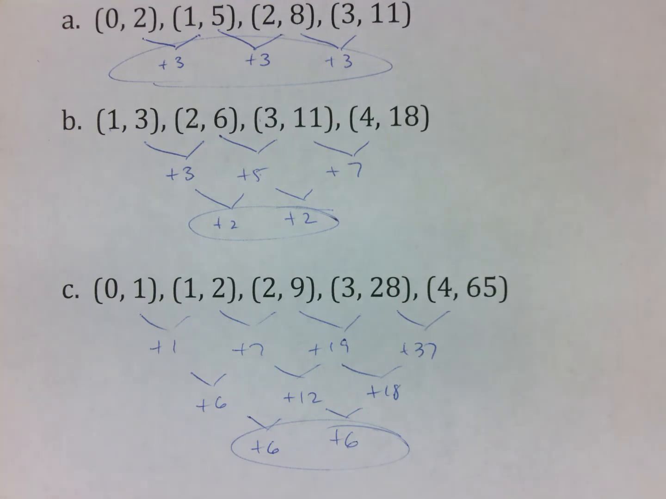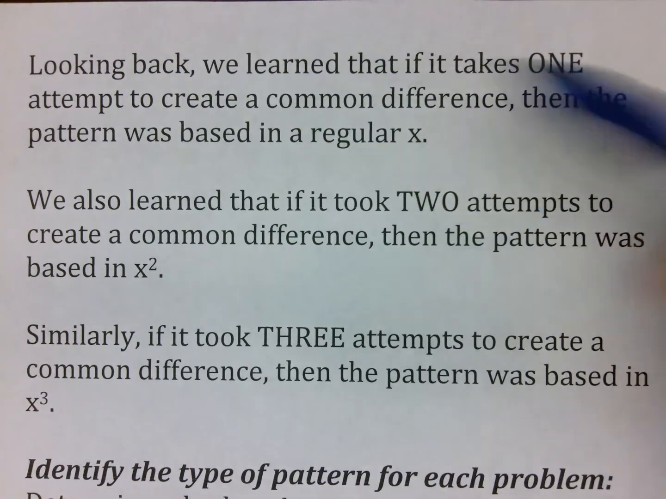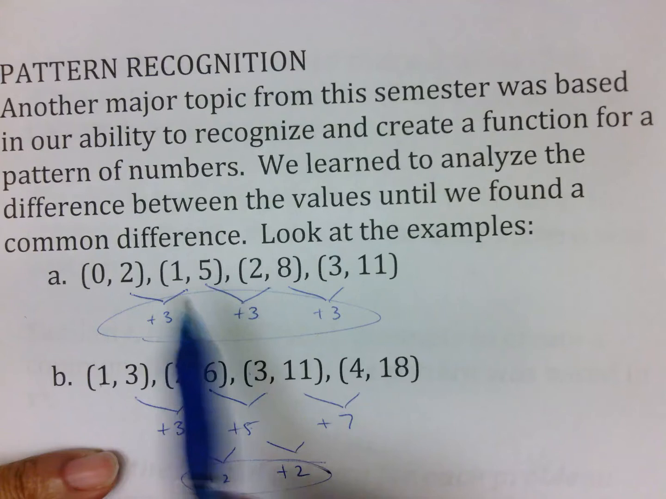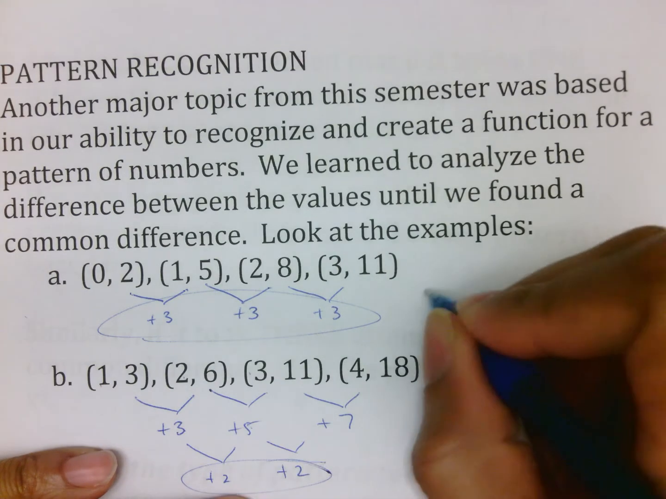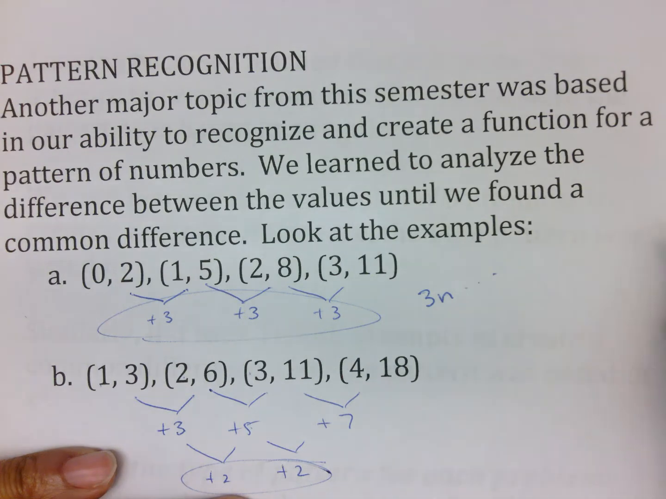So again, what we learned when we were doing that was that if that happens, we are supposed to use how many times it went to base it off of the pattern. What we learned was that if it took 1 attempt to create a common difference, and the pattern was based in a regular x, whenever we met it in the first one, if the common difference on the first check was 3, if you remember, we were taught to just make that 3n, and then we of course would figure out whatever the other part was.